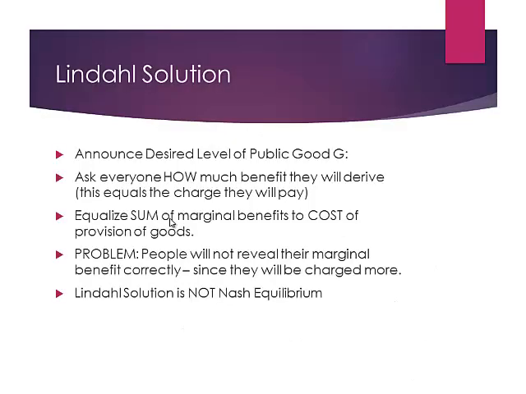So the Lindahl solution is based on, you announce the desired level of public good G, that this is what we want to produce. Everybody tells us that I will benefit this much, I will benefit this much, and so you calculate, is the marginal benefit equal to the cost? If not, you adjust, you provide more or less. So this will work perfectly as long as people reveal their correct demand.